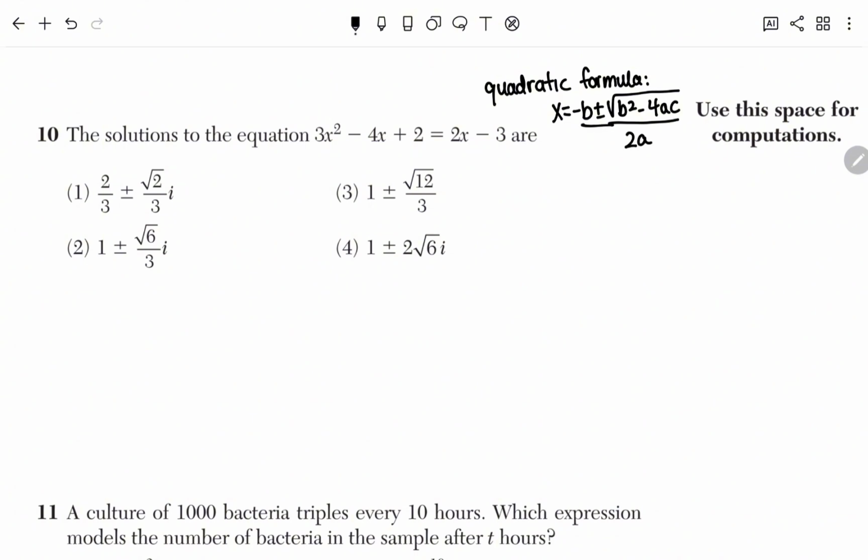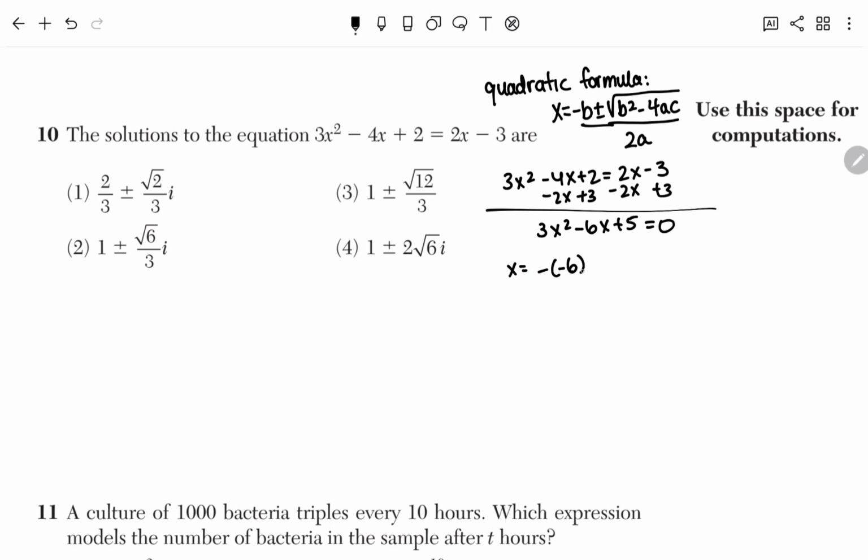Okay? So we're going to simplify this first. 3x squared minus 4x plus 2 equals 2x minus 3. Subtract 2x, subtract 2x. Add 3, add 3. So 3x squared minus 6x plus 5 equals 0. And now we're going to put in our quadratic formula. So x equals negative negative 6 plus or minus the square root of negative 6 squared minus 4 times 3 times 5, all over 2 times 3.